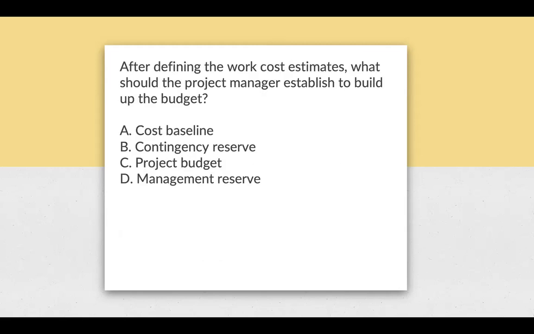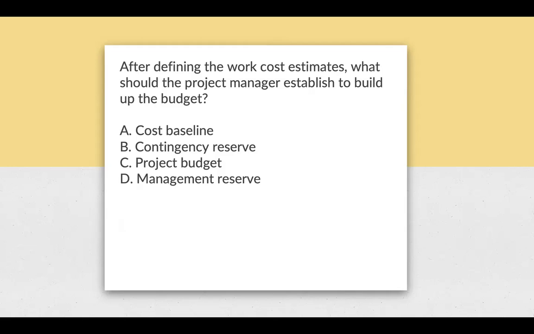Next question. After defining the work cost estimate, what should the project manager establish to build up the budget? Option A, cost baseline. Option B, contingency reserve. Option C, project budget. And D, management reserve. Pause for 5 seconds.